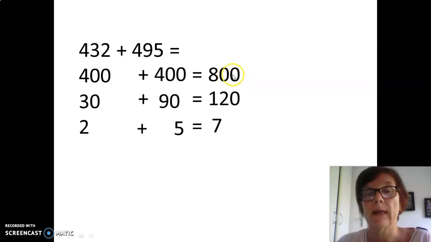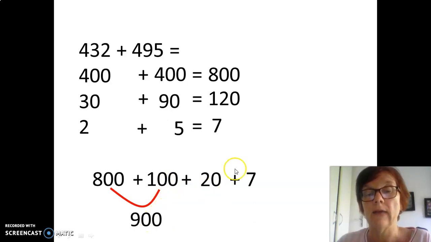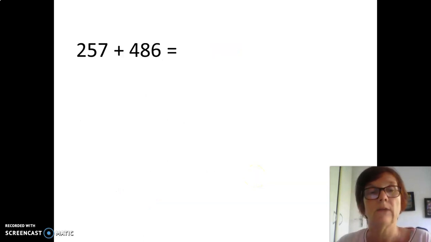So we're going to break it up. 800 stays the same. We need to break up our 120. So it'll be 100 plus 20. And the 7 we don't need to break up, plus 7. Put our hundreds together. 800 plus 100, 900. 927. Okay, do you think you understand that? I hope so. Let's do another one.